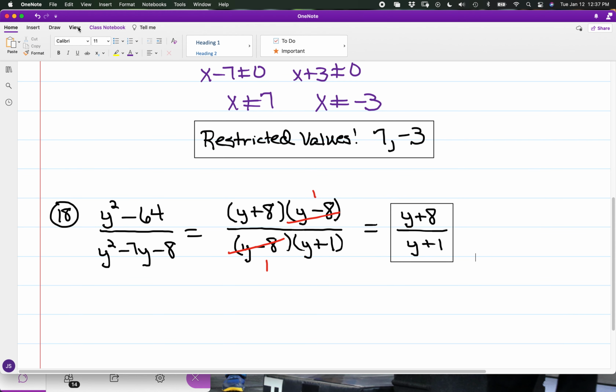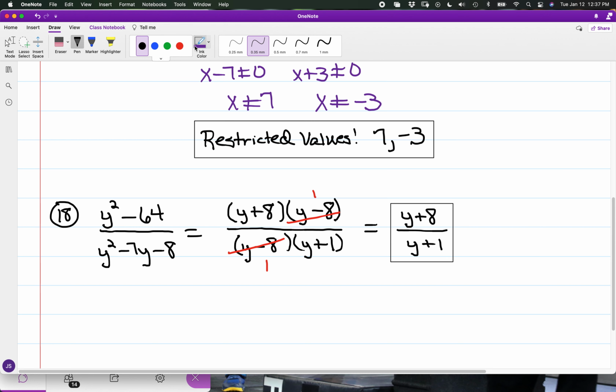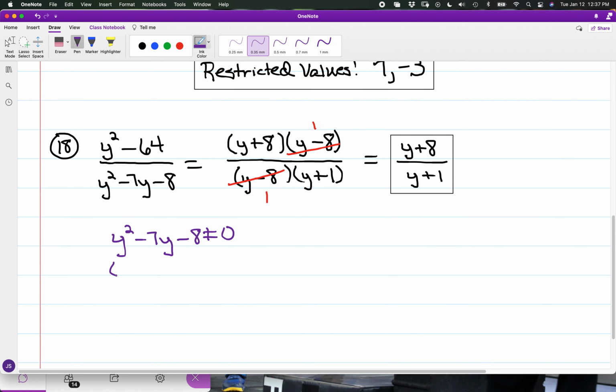And again, looking for the restricted values. Once again, the denominator cannot be 0 in value. So again, with the factors, we have y minus 8 and y plus 1. The trinomial cannot be 0, and the factors from that trinomial cannot be 0.